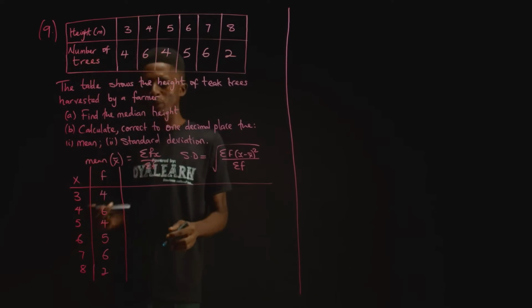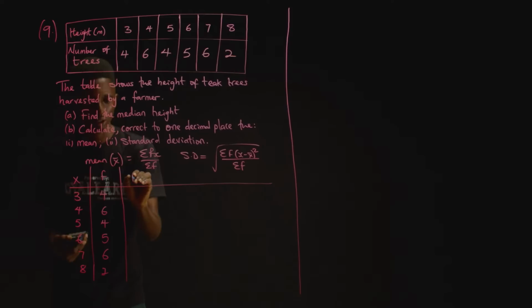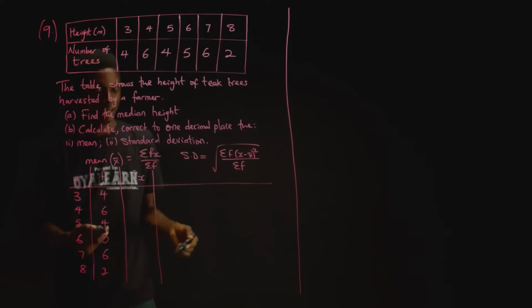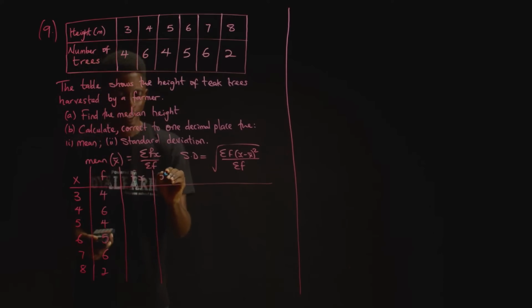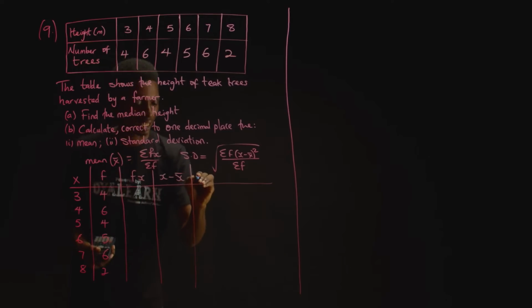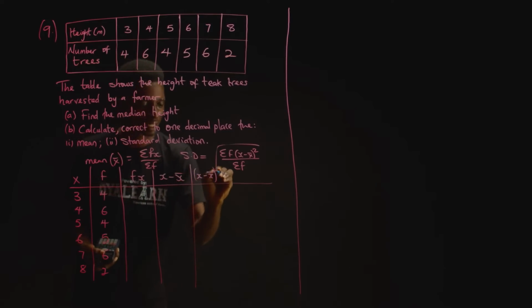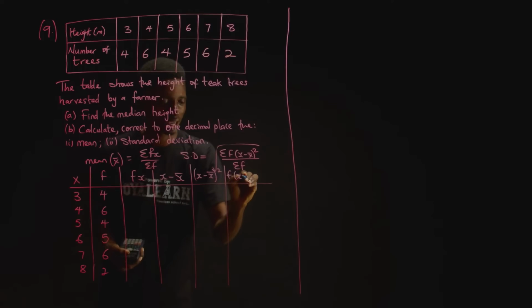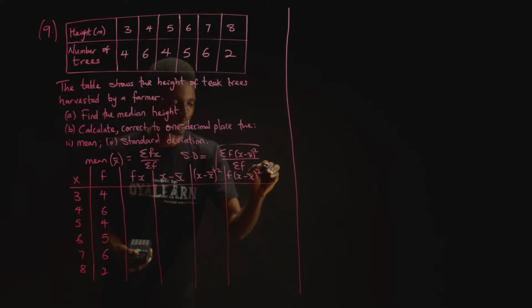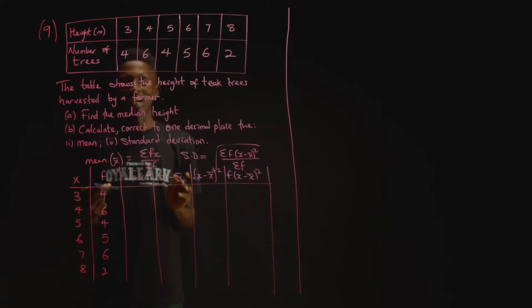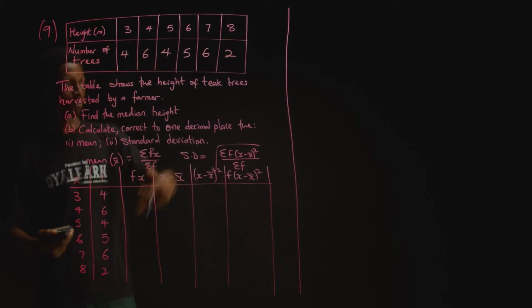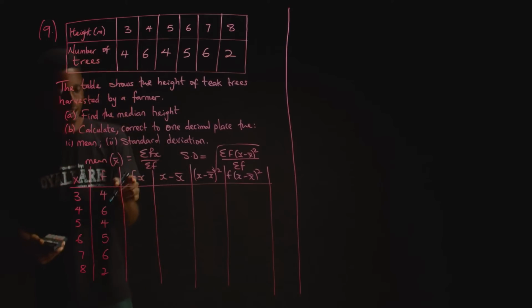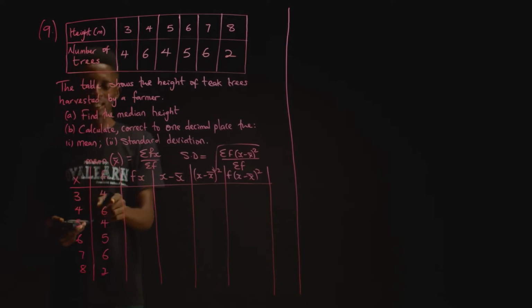So other things that ought to be in our table include fx, and then we're going to have x minus x bar, and then x minus x bar in brackets squared, and then f into x minus x bar in brackets squared, which will be what completes our table. So let's get our fx before we then go on to solve the A part. So fx simply means we multiply x and f, right?